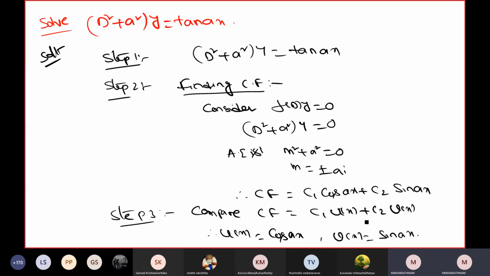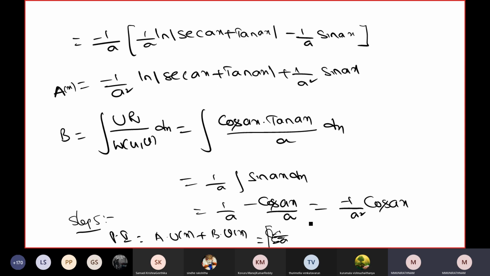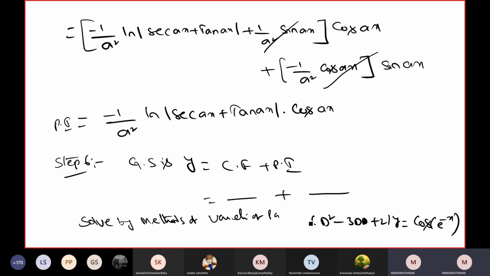So step one, we should write it in general standard form, meaning the coefficient of the highest derivative is always 1. It's already in that form. Okay, so step 2 is finding CF. Step 3, compare CF with C1 U of x plus C2 V of x. Now finding PI, assume PI as A into U of x plus B into V of x, where A is minus integral of V into R by Wronskian of U comma V dx and B is integral of U into R by Wronskian of U comma V into dx. So find the Wronskian, A, B values and replace them here to get PI. Once you get PI, CF plus PI gives the solution. Any doubts, please ask.